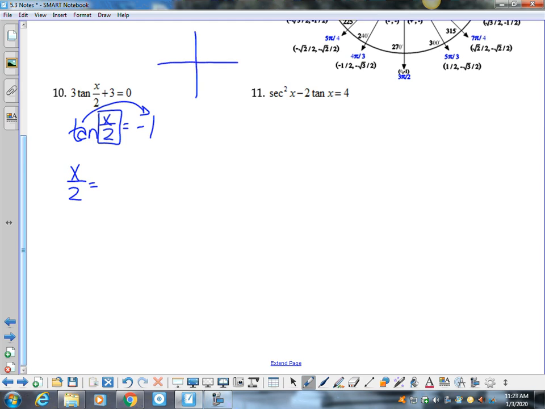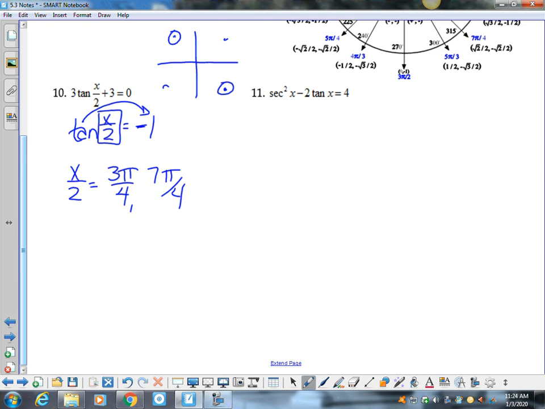Well, I know that tangent is y over x. So for it to equal 1, my y's and x's have to be the same. And that happens at my 45s. But it's negative, which means the signs need to be different, which means it's that one or that one. So 1/4, 2/4, 3/4, 4/4, 5/4, 6/4, 7/4. Okay? So I found where tangent equals a negative 1.